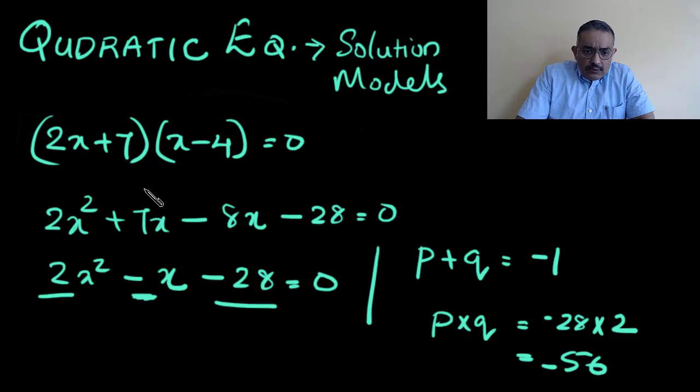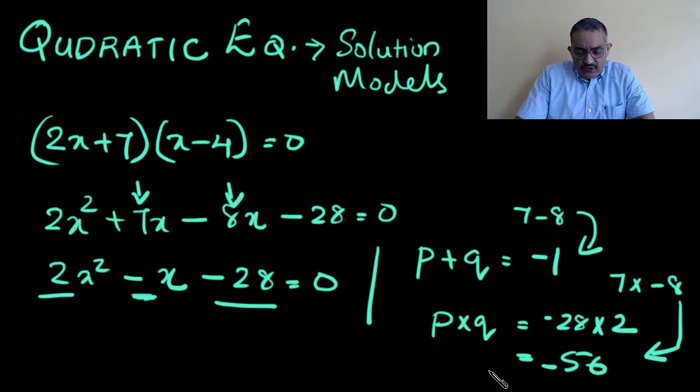Now let's look at these two variables, right? If you add them together, 7 and negative 8, you get 7 minus 8 and you're going to get this negative 1, and 7 times negative 8 you're going to get this negative 56.